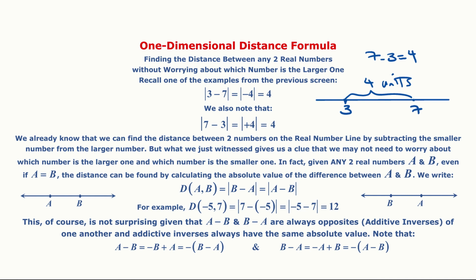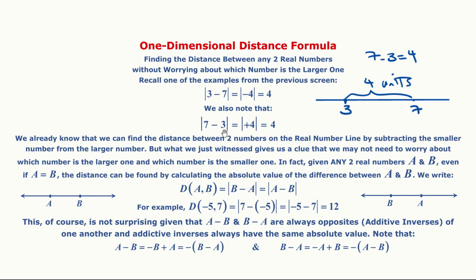Now, it would be nice in situations where we don't know exactly what the value of the numbers are if we can not worry about which one is smaller and which one is larger. And the absolute value actually lets us do that without any concerns, because notice that if we take the absolute value of 3 minus 7, which is one of the problems we did in the previous screen, we end up with the absolute value of -4, which of course is 4, because it's the distance between -4 and 0, which is 4 units.